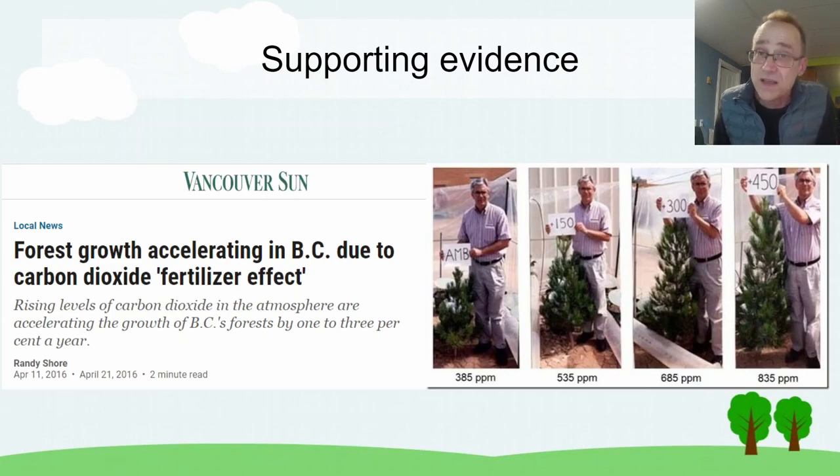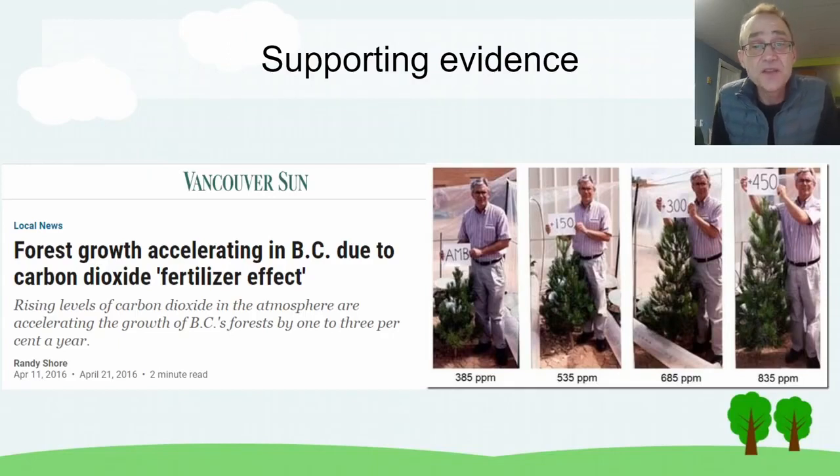And the reason? Because every year, due to rising carbon dioxide levels, the BC forests were increasing their growth rates by 1 to 3% per year. Some say that increased carbon dioxide is plant fertilizer. I don't think that is accurate.